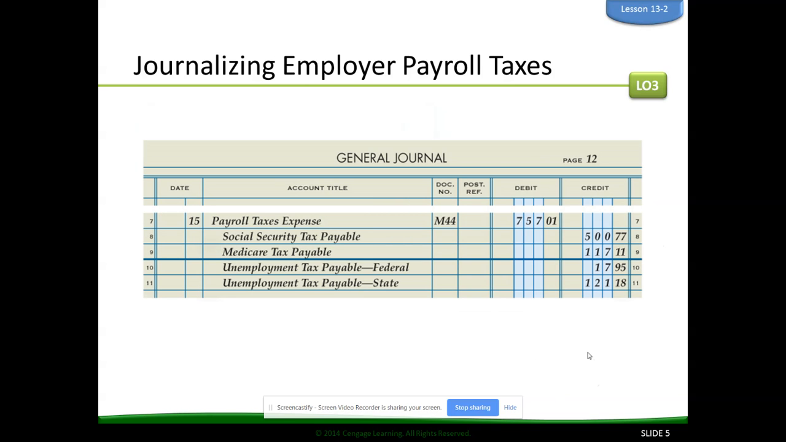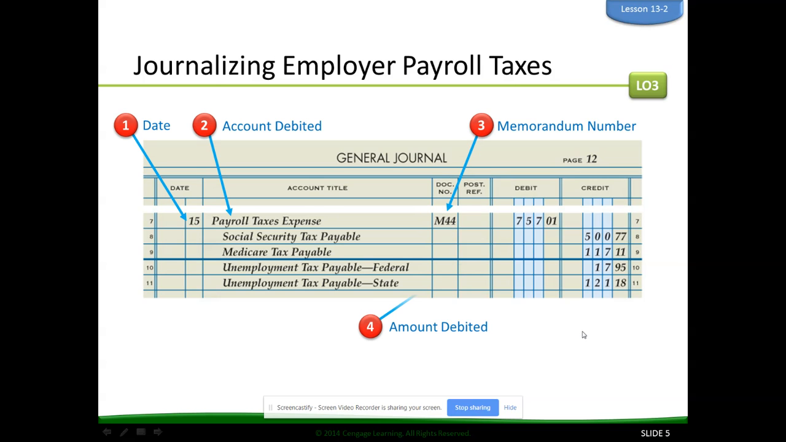Here's what it looks like in the general journal. And this does go in the general journal. So we have our debit to payroll tax expense, and then our 4 credits. So you can see where all of those transactions fall.